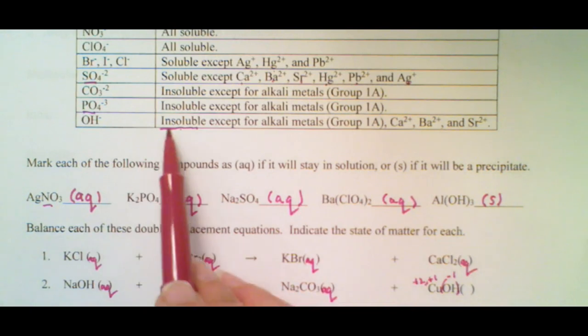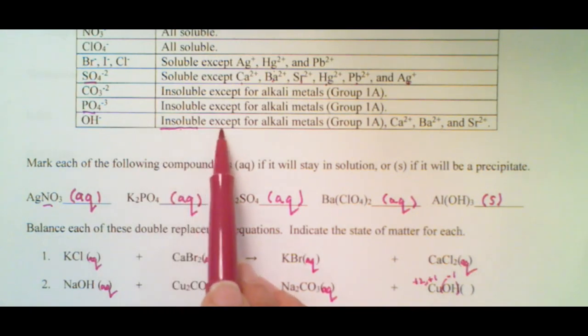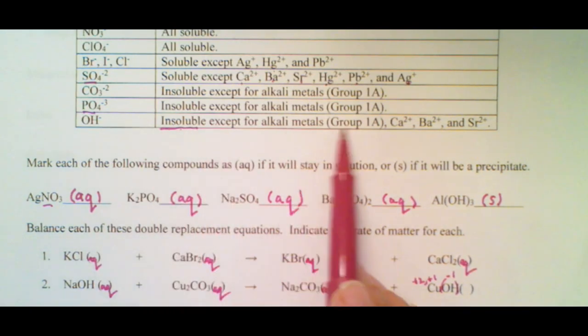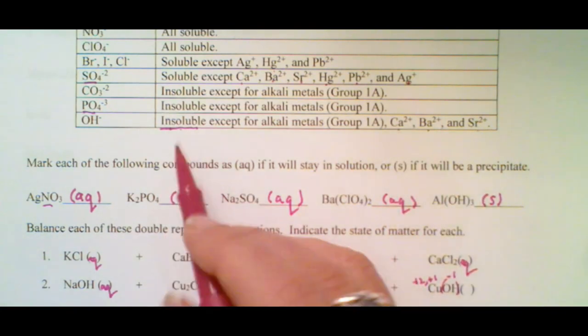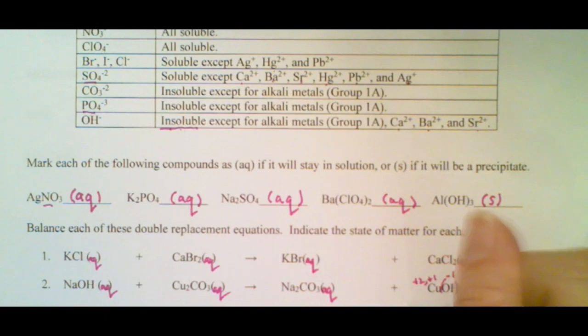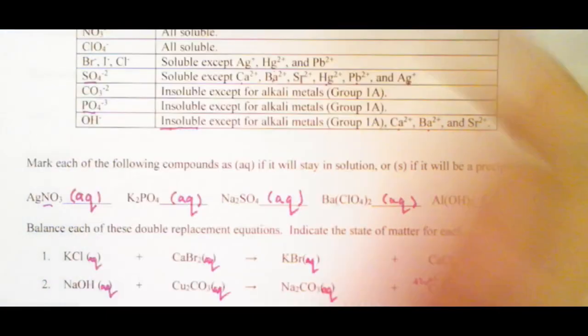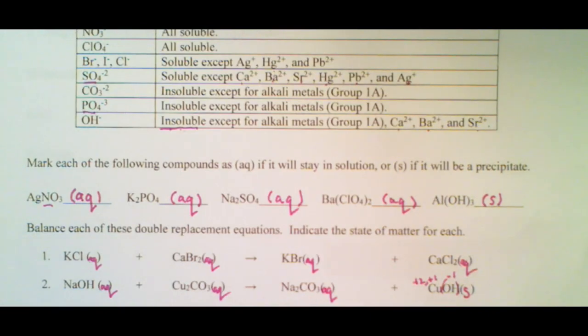Let's go take a look. Everything is insoluble except alkali metals, calcium, barium, strontium. So copper falls into this category. So this compound happens to be your precipitate. So this is how we use the solubility table.